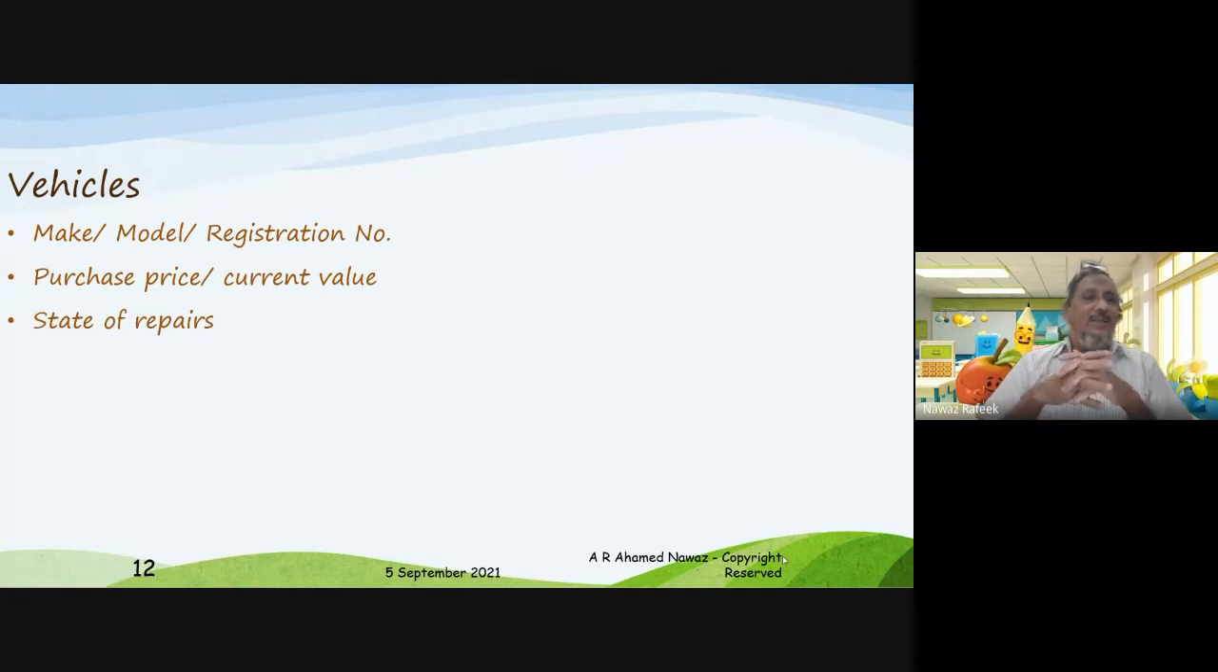Okay. Then the state of repairs. You see what repairs need to take place. If you take a valuation report, sometimes the valuation report may show certain repairs. Sometimes they are not visible and not showing. What are the other things you have to do if you inspect the vehicle? There are a few more things to be done.